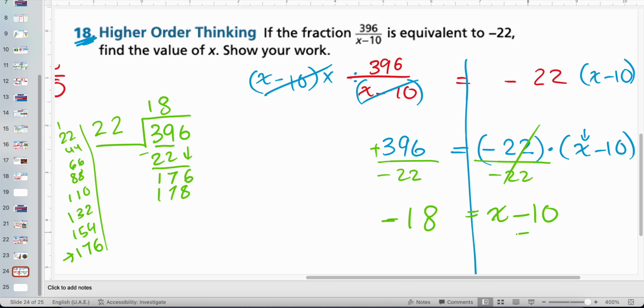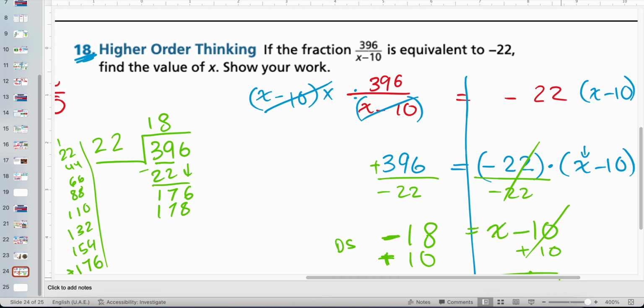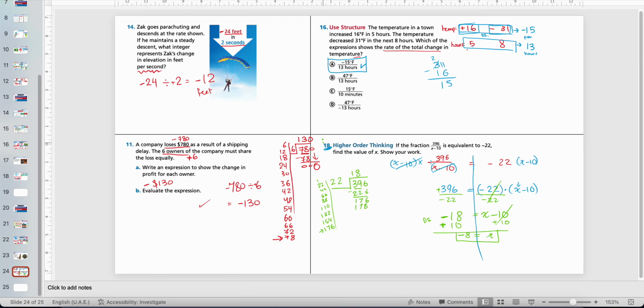Then to cancel the 10, add 10 on both sides. So x will equal, here I have negative and positive, different signs, subtract. 18 minus 10 is 8, put the sign of the greater number. x equals negative 8. So if this was negative 8, you're going to basically divide 396 by negative 18 to get negative 22. Yes, so I found x. This is a very, very advanced question. That's it.